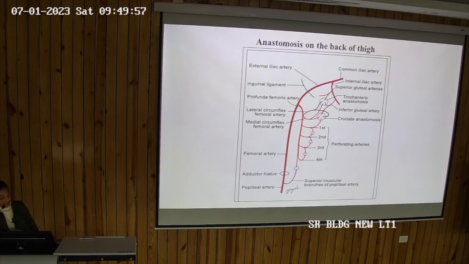First perforating artery gives an ascending branch and participates in the cruciate anastomosis. Then these perforating branches anastomose with each other with their ascending branches and descending branches. ऊपर की तरफ जा रहा है तो ascending, नीचे की तरफ जा रहा है तो descending. And this anastomosis is a longitudinal anastomosis. And then the fourth perforating artery and a branch coming from the popliteal artery, the superior muscular branch, anastomose with each other. So these anastomoses provide an alternate pathway for the blood supply on the back of thigh.